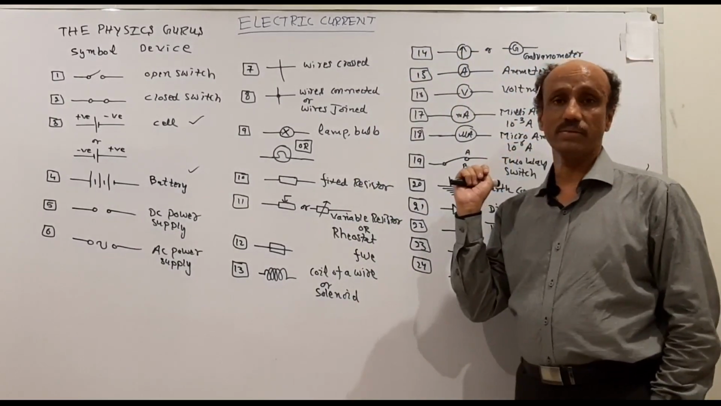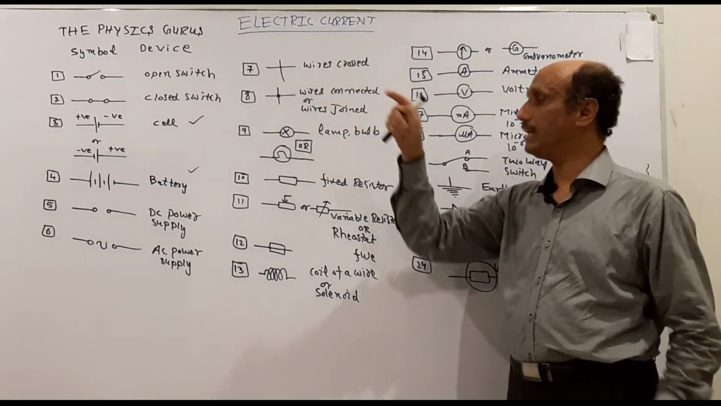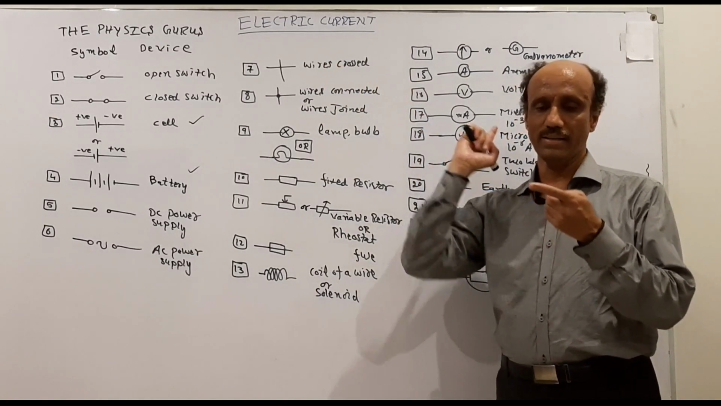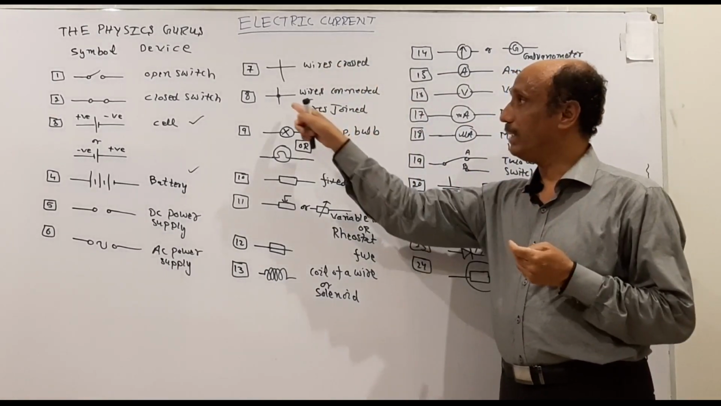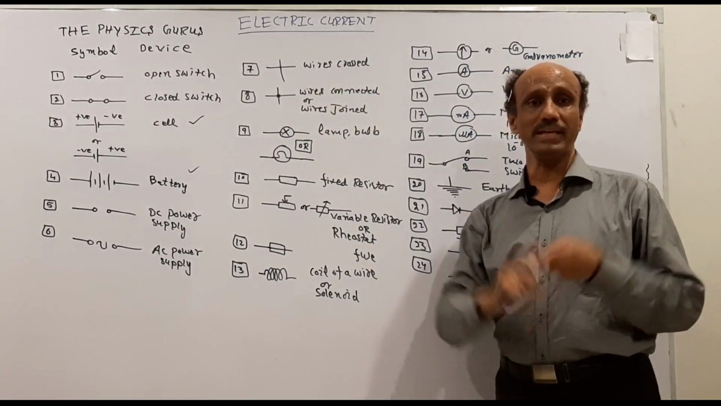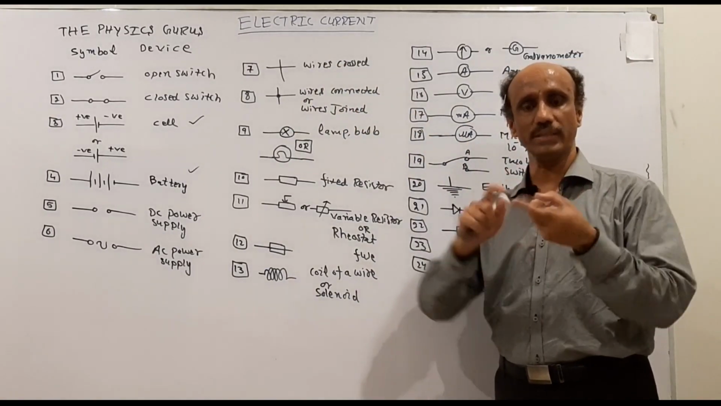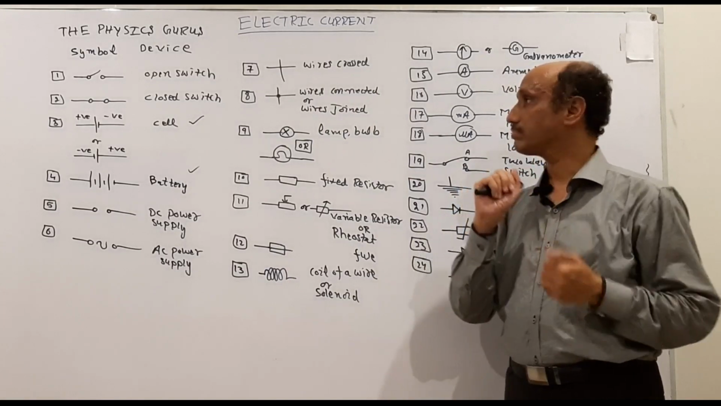That's number 7. Whenever you observe this symbol, it means that the wires are just crossing each other. They are not connected with each other. When there is a dot between them, it means that the wires are now joined with each other. They are connected with each other.